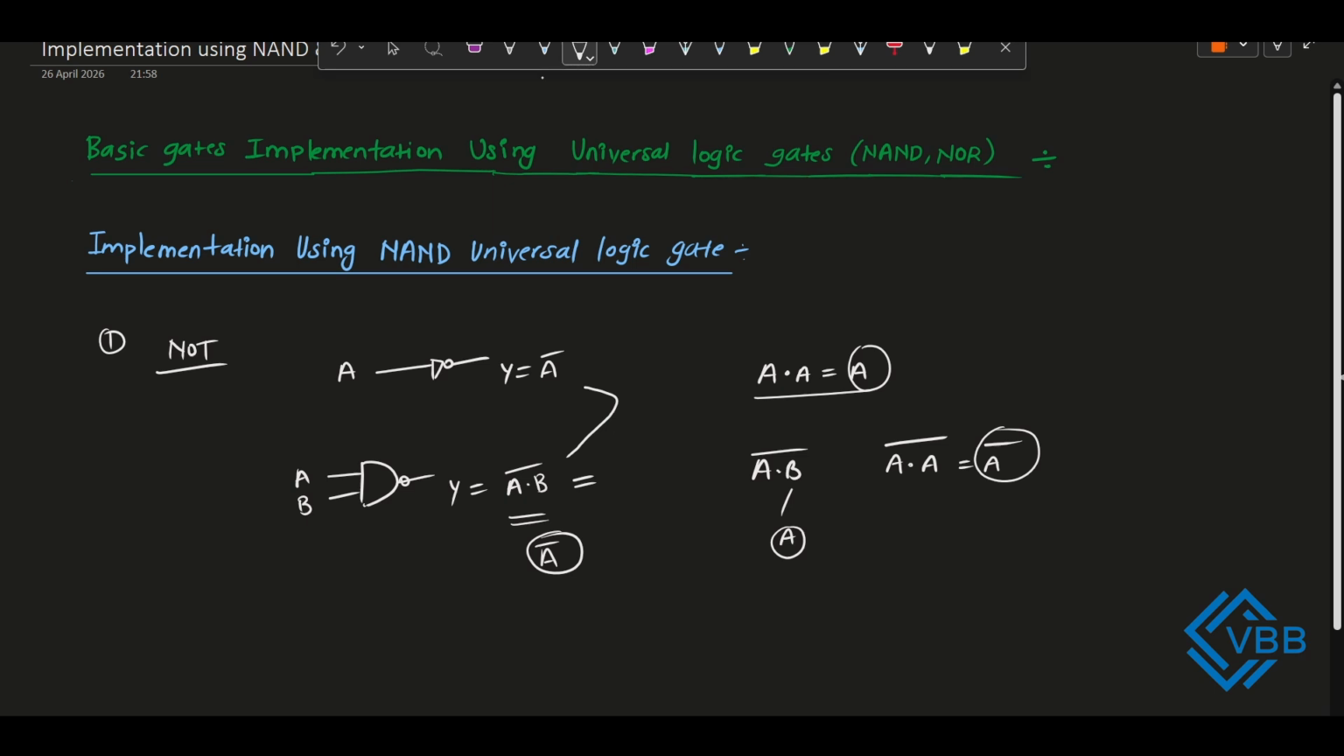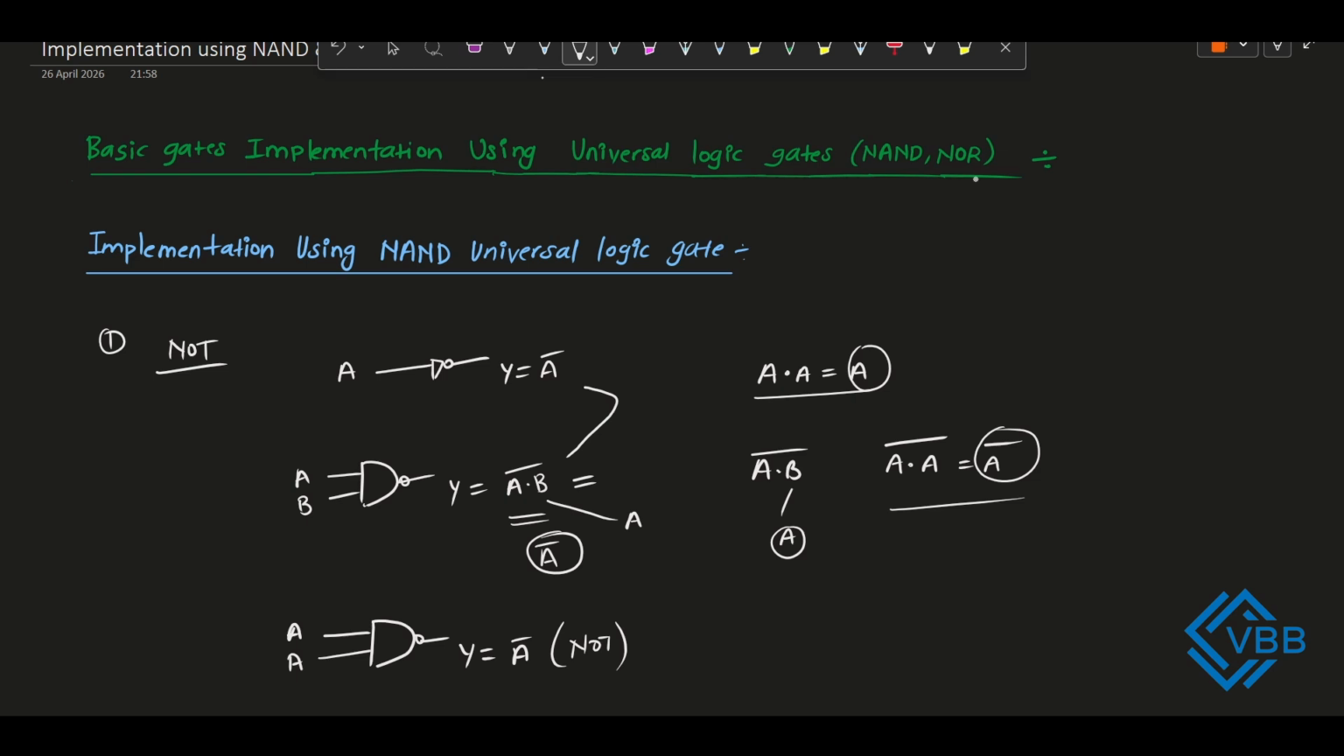So what have I changed here? Nothing but I have just replaced this B with A. So from here we can say if we connect both NAND inputs with A, then we will get the output expression as A complement, meaning the NOT gate output. Like that, we have implemented the NOT gate using the NAND universal logic gate.